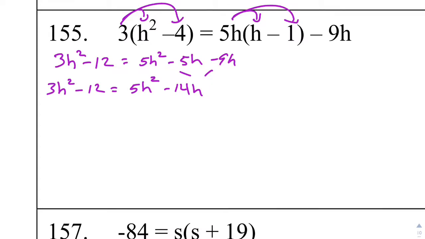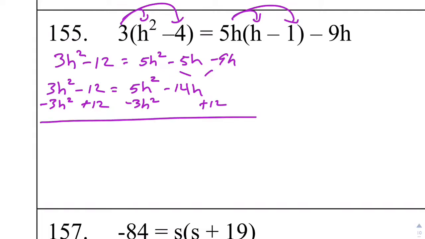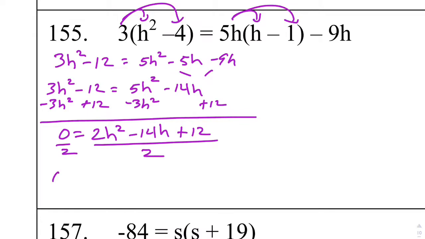And then I'm going to move these over here. So I'm going to subtract the 3h squared, and I'm going to add the 12. So we have 2h squared minus 14h plus 12. And I'm immediately going to go ahead and get rid of a 2. So now I have h squared minus 7h plus 6.